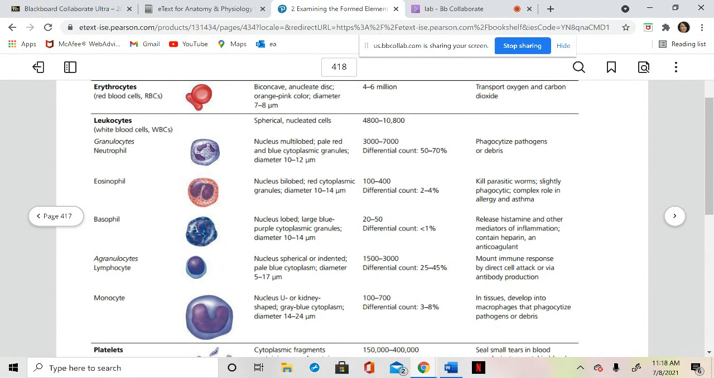Lymphocyte, as you can see, has a very big spherical nucleus, and you can see the cytoplasm in light blue around it. The lymphocyte represents between 20 to 45% of the white blood cells. The monocytes represent between 3 to 8%, and the nucleus is kidney shaped or U shaped. All right.